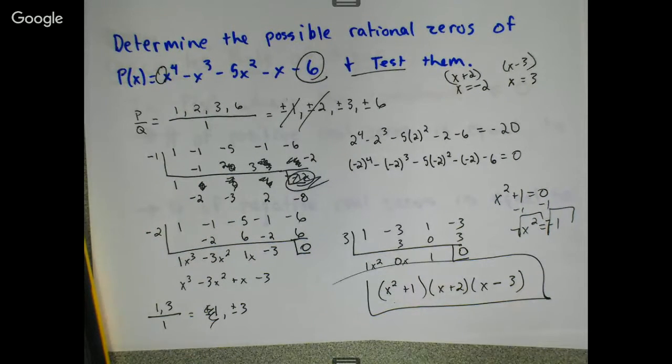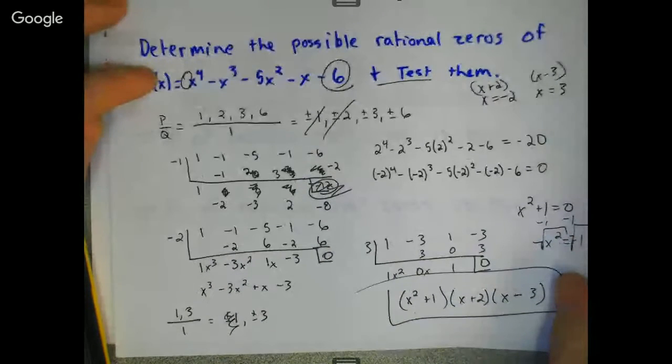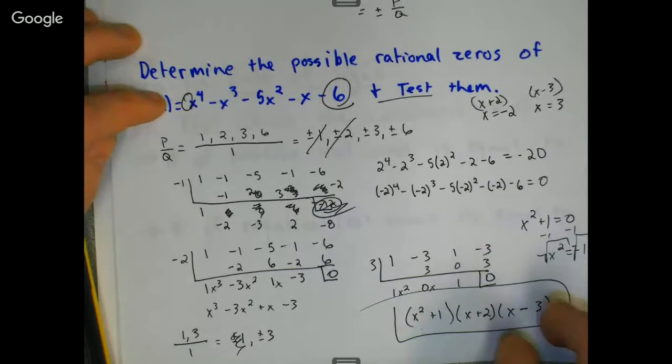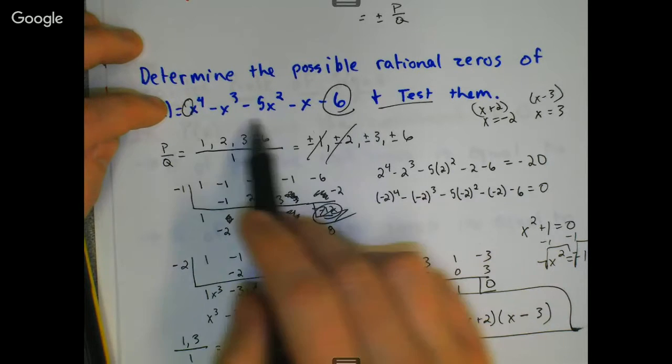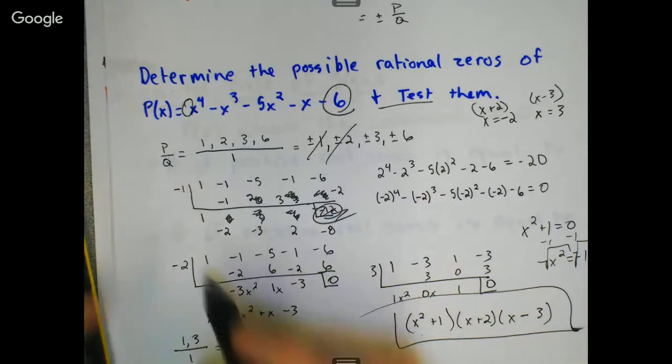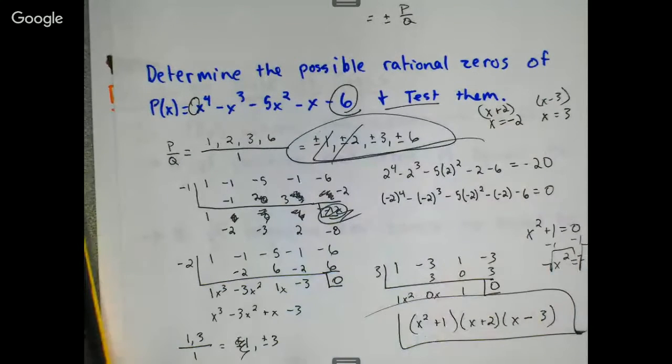So that was a lot for that one problem. All we really wanted was to determine the possible solutions, or possible zeros. Again, you can graph it and check it on the graphing calculator.